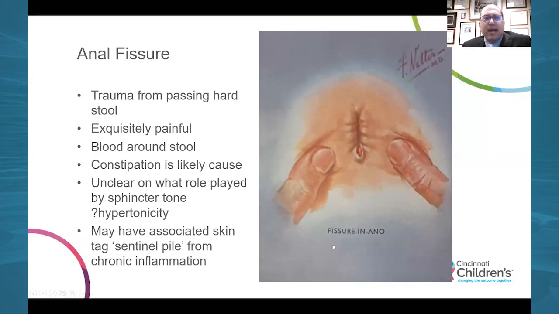On physical exam, there might just be a skin tag if the fissure isn't obvious. What they call a sentinel pile, basically in the area near the fissure, a heaped up lump of granulation that often becomes covered with regular skin. That's a sign of chronic inflammation in that area.